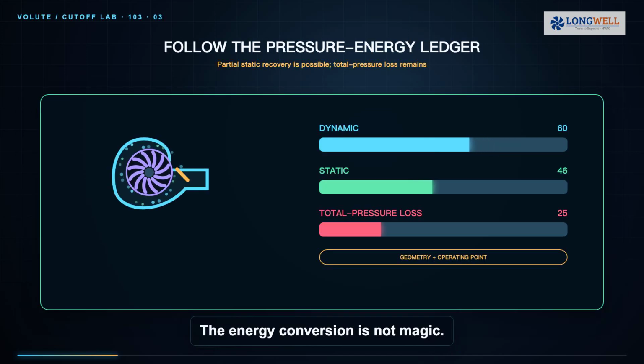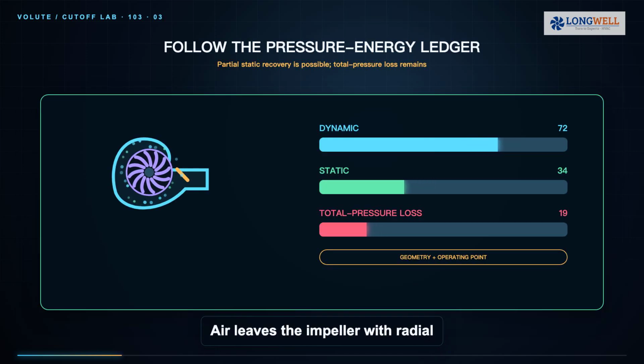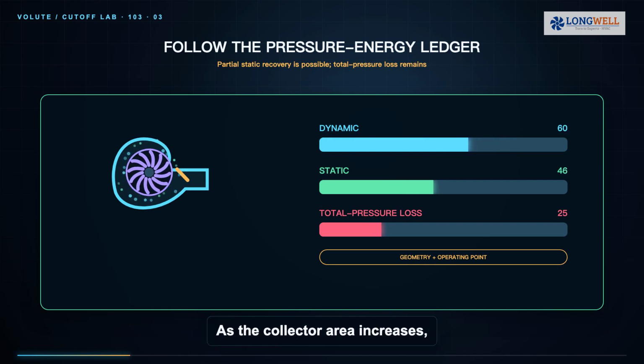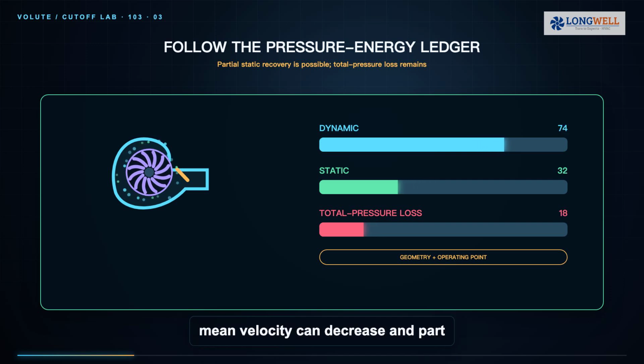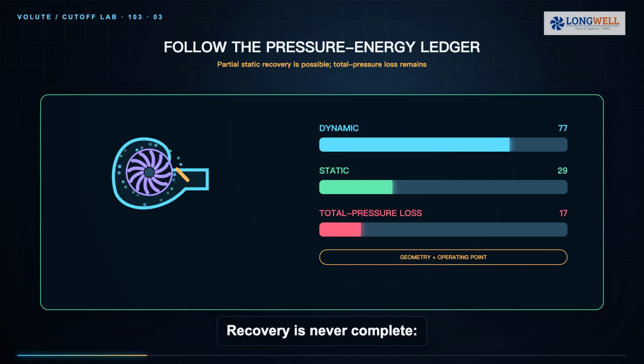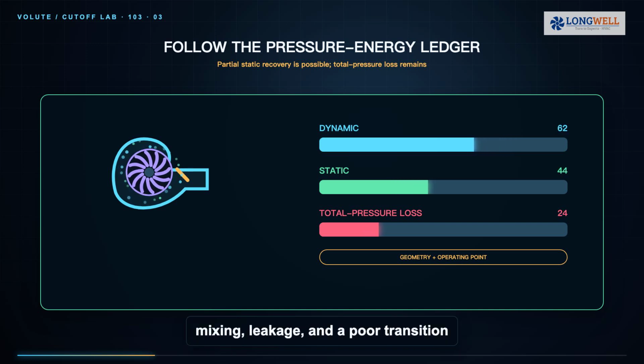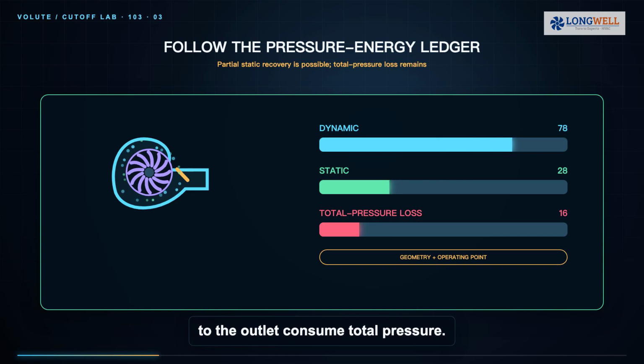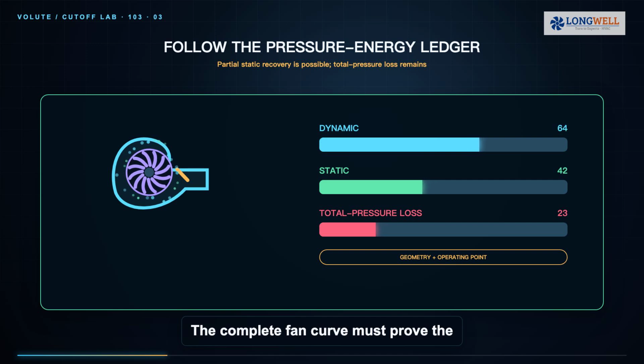The energy conversion is not magic. Air leaves the impeller with radial and tangential velocity. As the collector area increases, mean velocity can decrease and part of the dynamic pressure can be recovered as static pressure. Recovery is never complete. Wall friction, separation, mixing, leakage, and a poor transition to the outlet consume total pressure. The complete fan curve must prove the result.